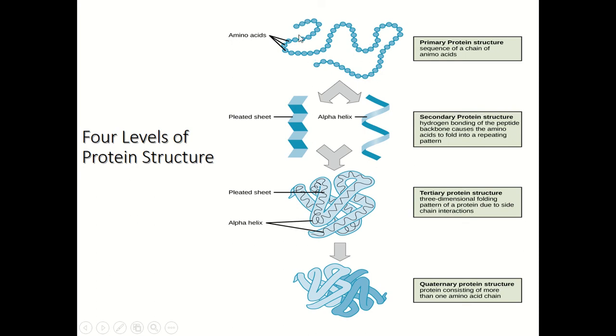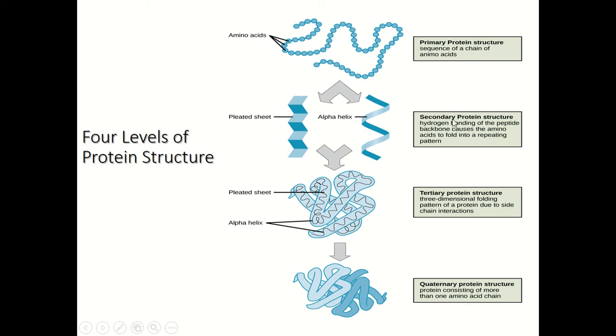And all of these amino acids are linked together by a peptide bond. So it's like a chain of amino acids. And next we have the secondary structure. This secondary structure forms when the peptide backbone interacts with each other through hydrogen bonding.